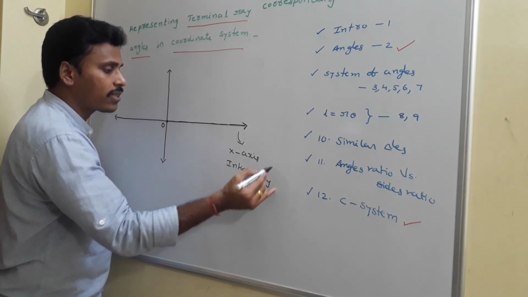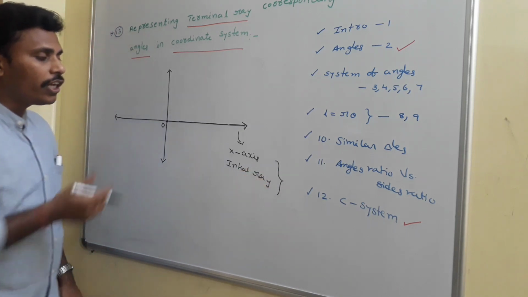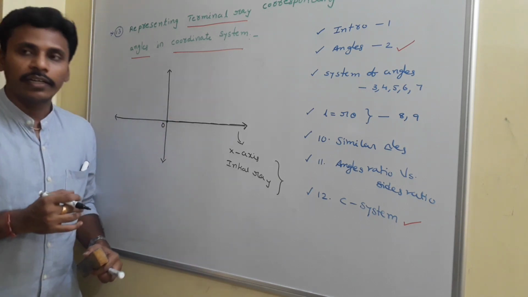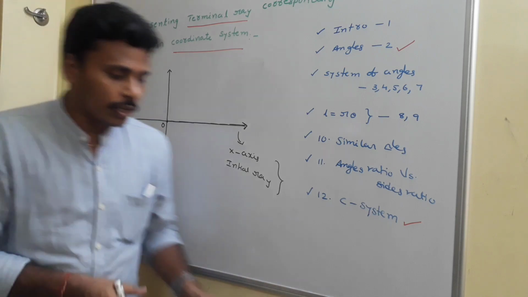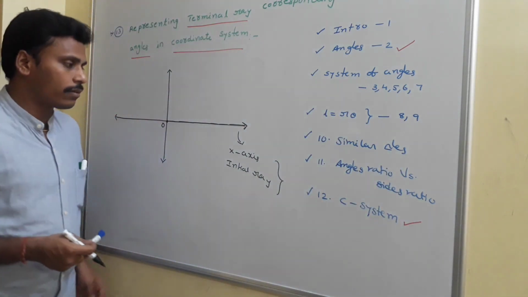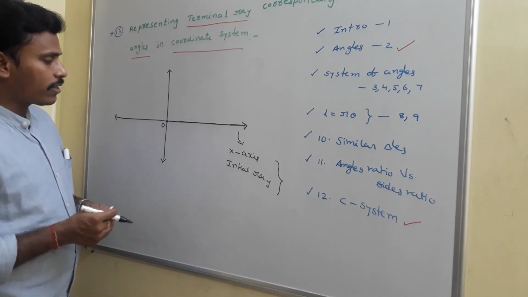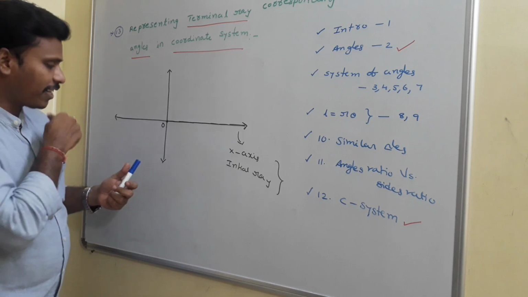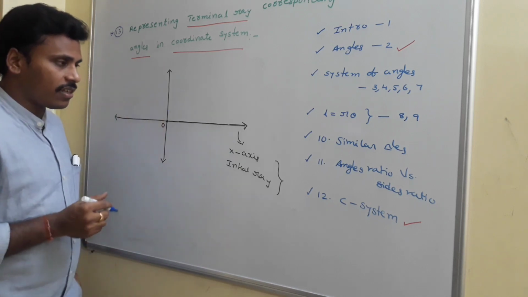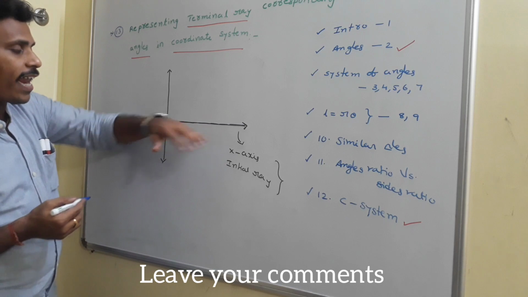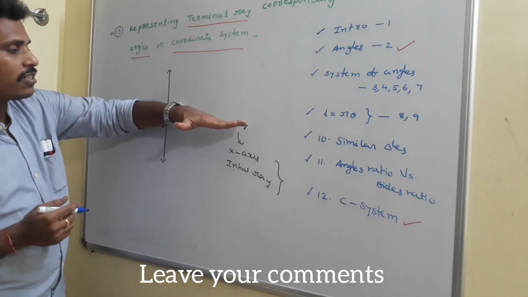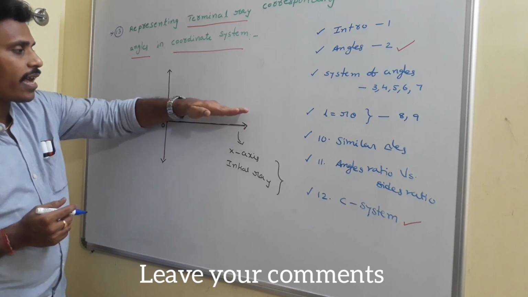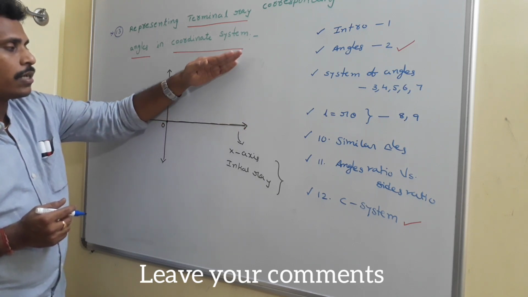Treating this positive x-axis as the initial ray, we need to rotate this x-axis as per the given angle to represent the terminal ray. Initially it may give you a little bit of confusion, but in the end it is very easy. Look here. Suppose this is my terminal ray. What is my initial ray? My initial ray is the x-axis. Suppose I need to represent an angle of 30 degrees. Look here, this is my terminal ray. To represent an angle of 30 degrees, I need to rotate this x-axis by an angle of 30 degrees, right?